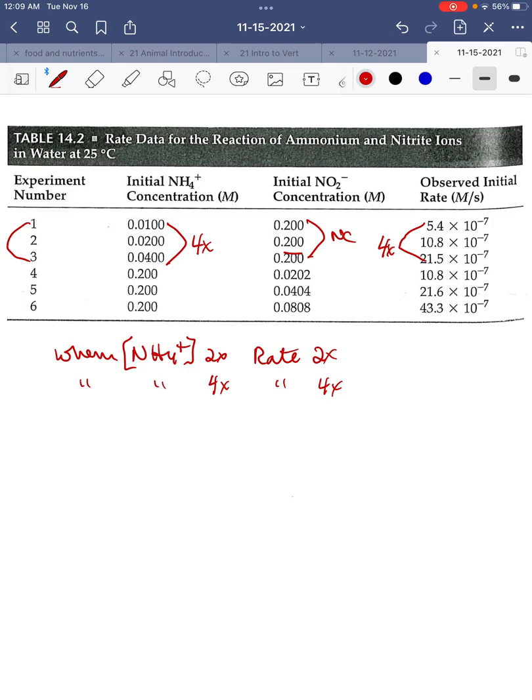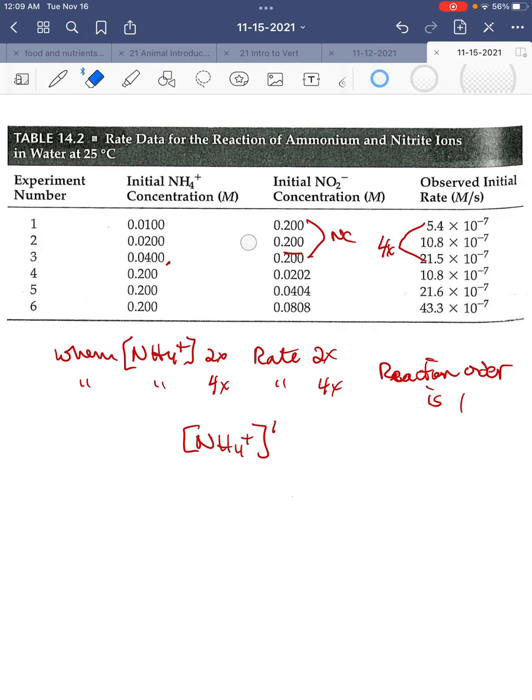And when it's 1-to-1 like that, then the rate order, or reaction order, is 1. So this is going to be something to the effect of NH4 plus to the first power. Your X in this case would be 1.